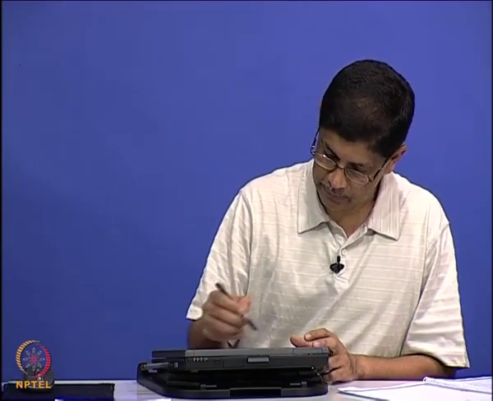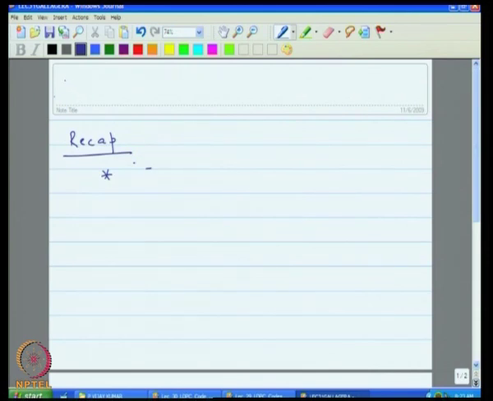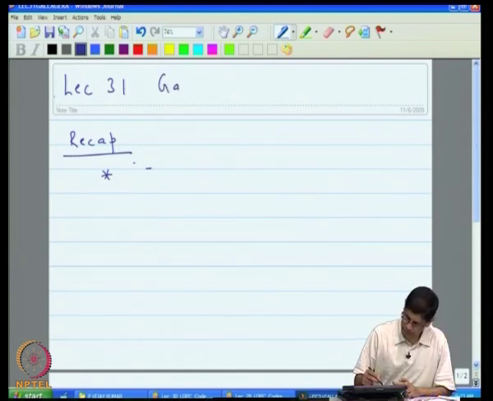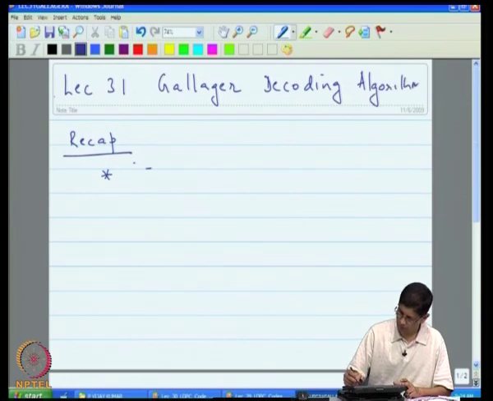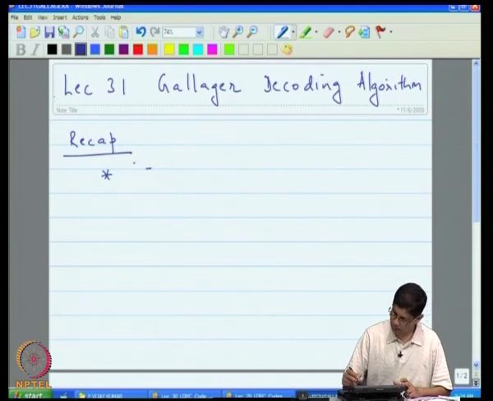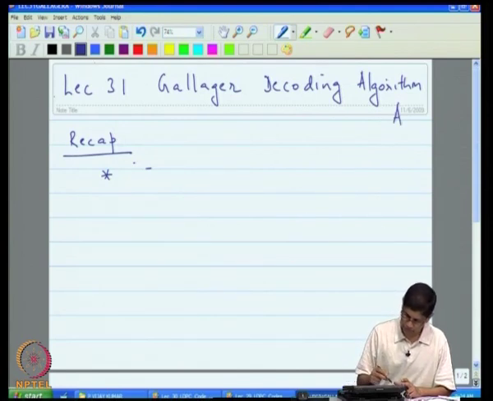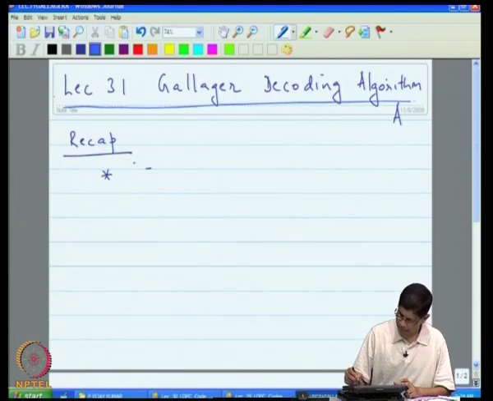So, this is our lecture 31, and I will give this the name... so we will call this Gallager decoding algorithm A.